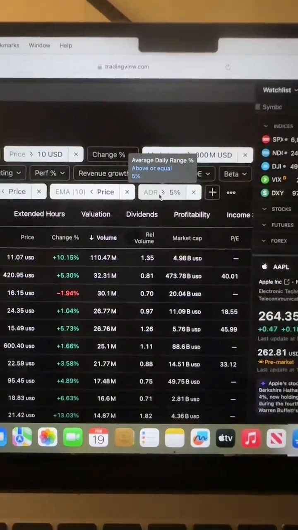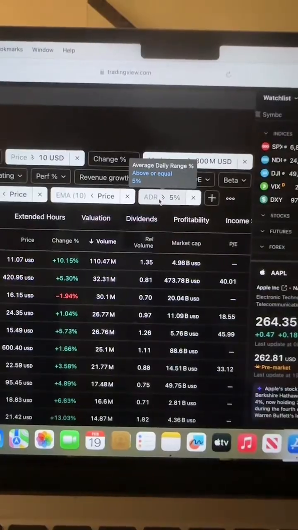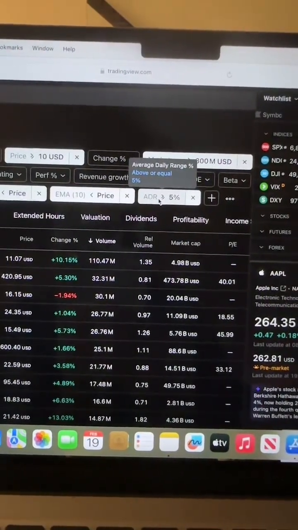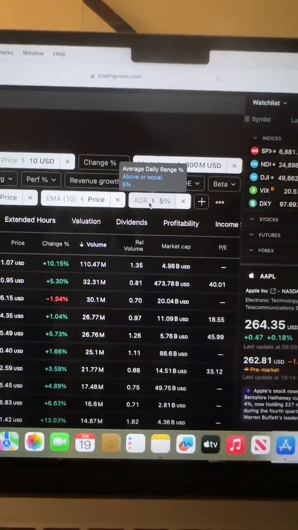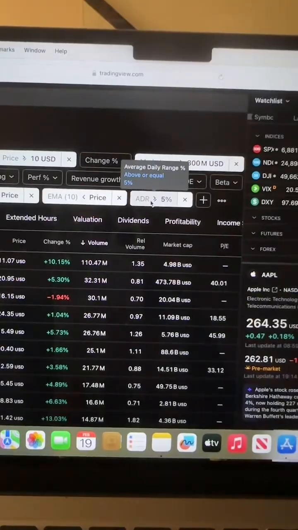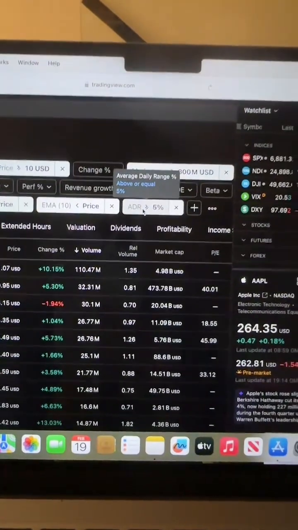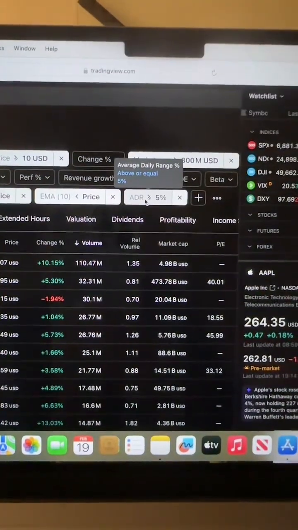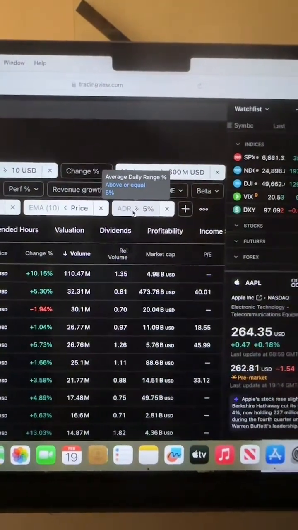Next is what I would say is the most important filter, which is ADR to be over 5%. ADR stands for average daily range. It is telling you how much a stock normally moves in a day. So if the ADR is too low, the stock isn't going to move enough to create a good trading opportunity or to really be able to make that much money. I mean, do note that the higher this is, the more risk you're probably taking on, but this is how you catch the big movers.